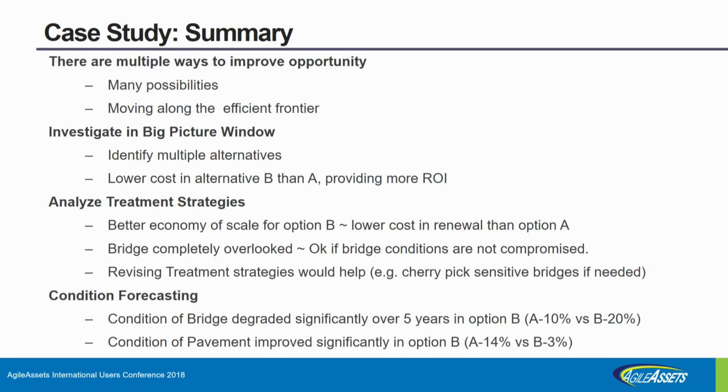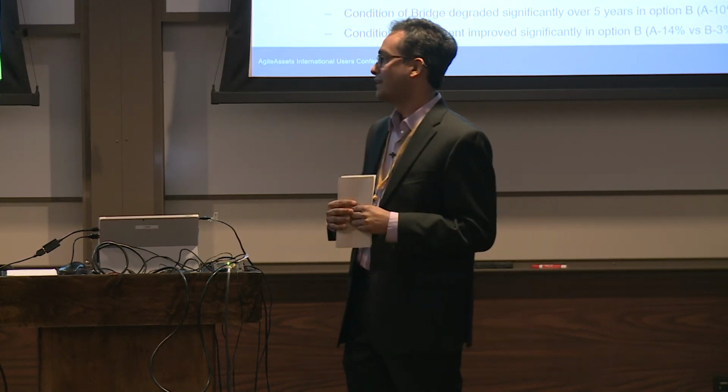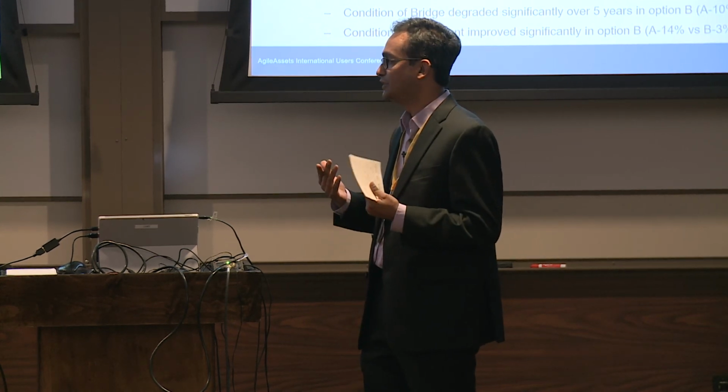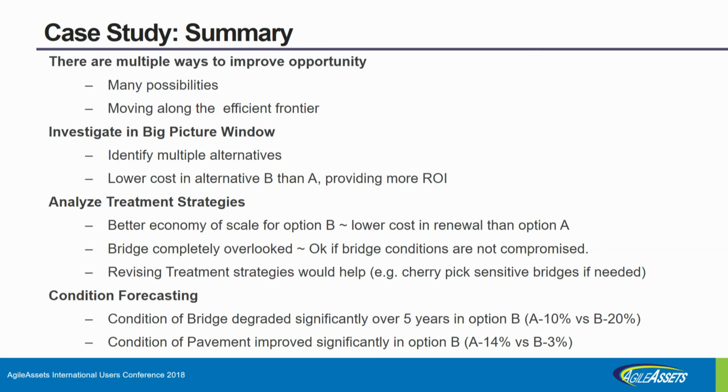And finally, condition forecasting. That was something really important, because our policy was we cannot degrade more than 15%. So we have to see the actual condition forecasting and see what will happen. And we found that in option B, since we did not invest anything for bridge, we started with 10%, and at the end of the 5th year, it was 20%. It was really bad. For pavement, the condition improved in B because we put a lot of money. So it started with 14%, and at the end of 5 years, it was 3%.